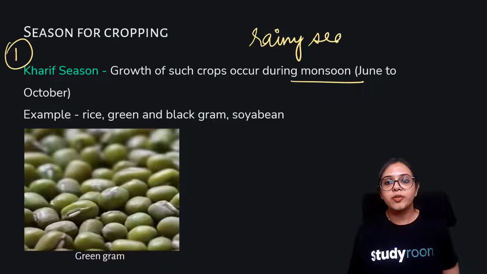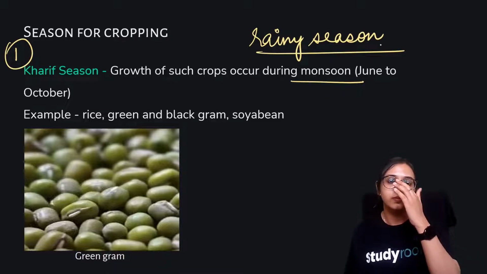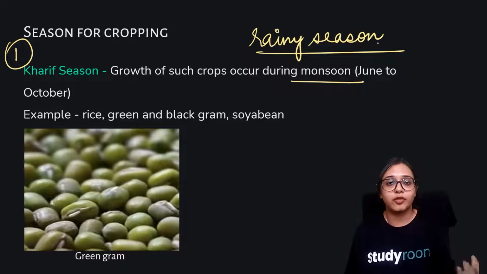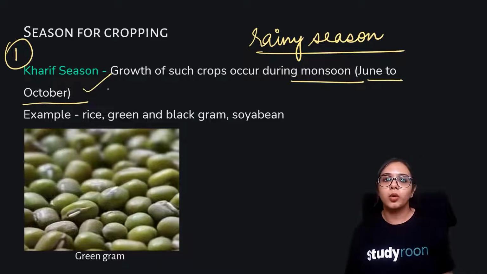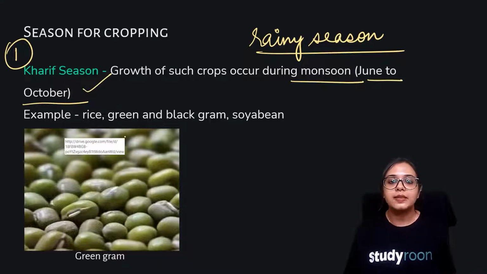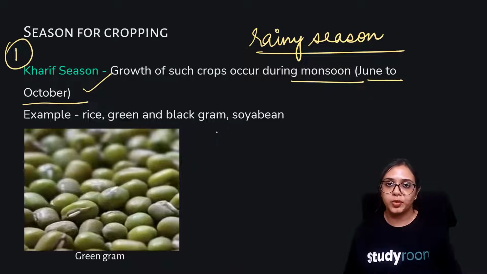All right, because in different parts of India, we are getting monsoons at different times and different months. So a rough estimate of June to October is taken for this season, and the crops that are grown in this season are rice, green and black gram, and soybean.